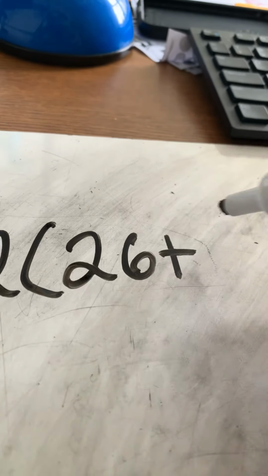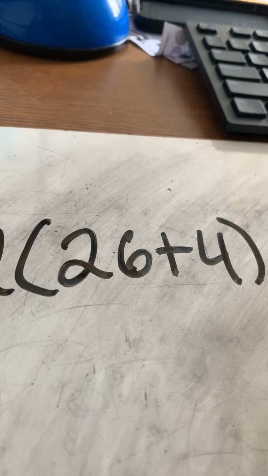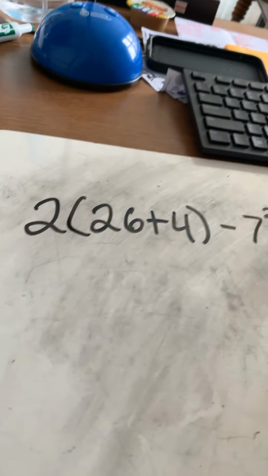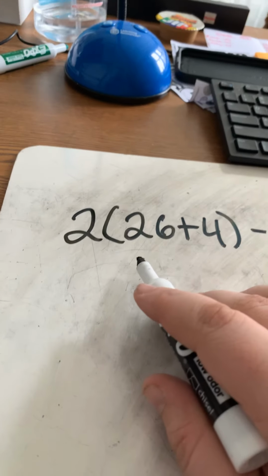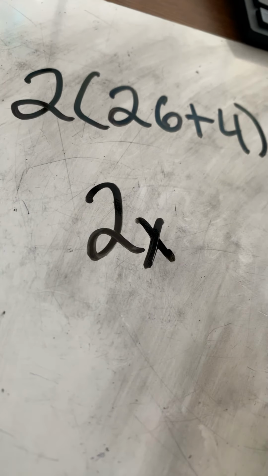All right, and the last one. So I have 2 parentheses, 26 plus 4 minus 7 squared. Okay. So I've got to get rid of this parentheses first. I want to bring down my 2 times minus 7 squared.